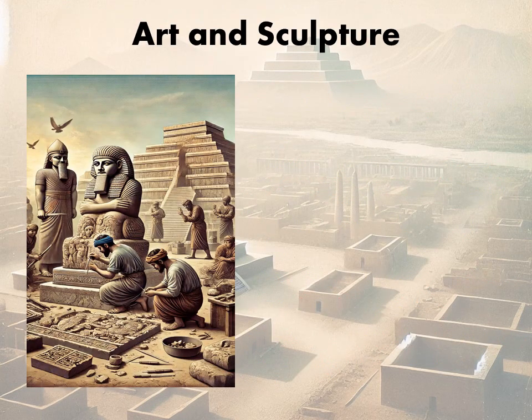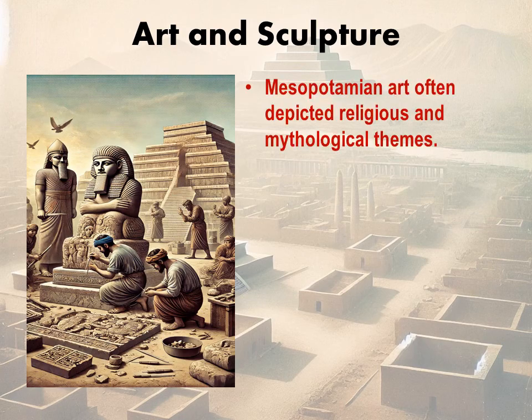Now, art and sculpture. How was the art and sculpture of the Mesopotamian period? Mesopotamian art often depicted religious and mythological themes. Just like today, you will see that art mainly revolves around religious themes, like art of Ramayana, Mahabharata, art of other mythological figures, art of gods and goddesses. All these things are art which are related to religious themes. And also, there were many mythological stories which had their own depictions in art forms.